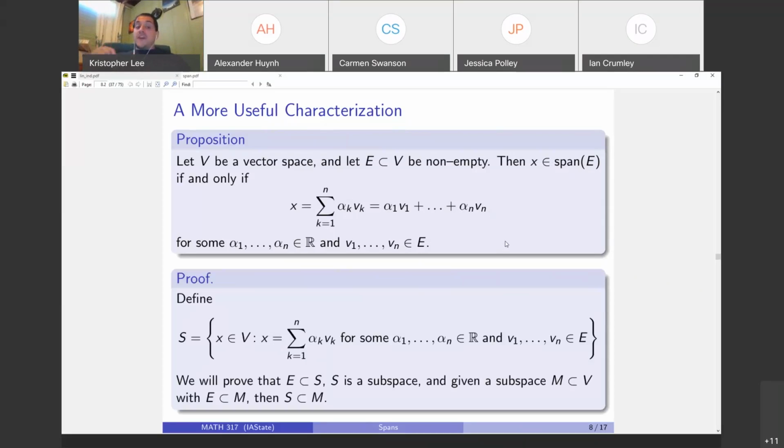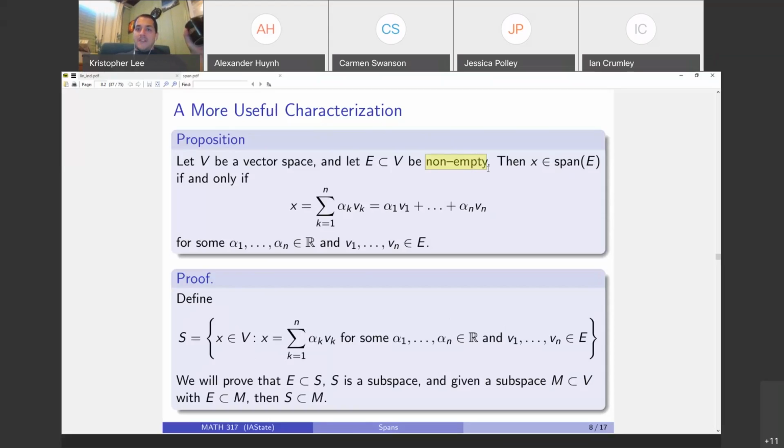So I want to prove that this is the span of E, so I've got three things to verify. It contains E, it itself is a subspace, and given any subspace containing E, S has to be contained within it. And then once those three facts are proven, by the definition of span, this set has to be the span. It's the smallest subspace containing E, and that is precisely the span. Okay. Now, before we begin the proof, I want to note something.